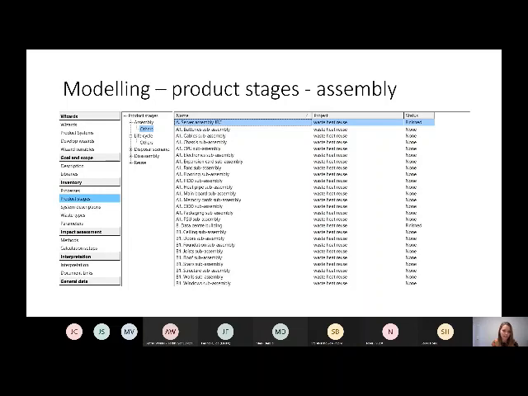With this, we have modeled our processes, and we can move to the next level, which is the product stages. So we build different product stages and then we will be able to run our computation. So here you see assemblies and two sub-assemblies, with two main ones being the server assembly and the building assembly.